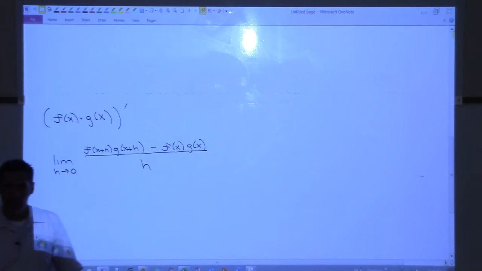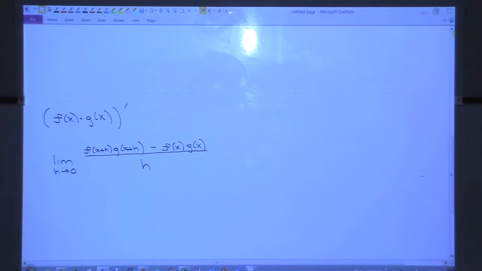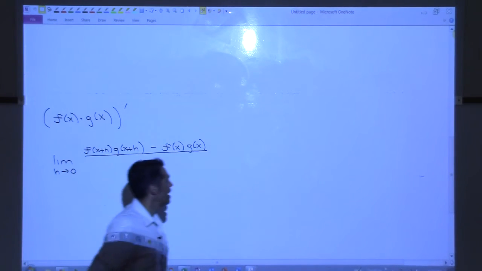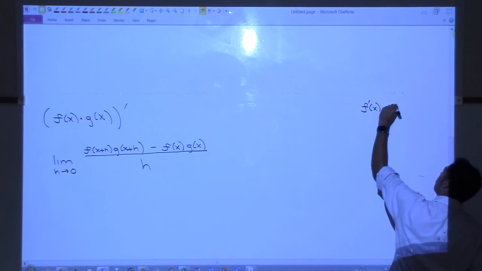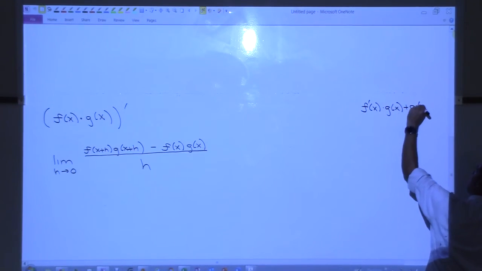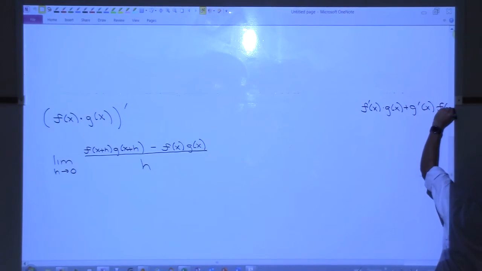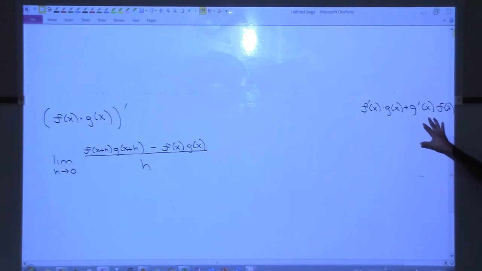All right. That is what we have to figure out, right? What is this limit? And somehow at the end, I need to show you that it's the derivative of the f function times the g function plus derivative of the g function times the f function, right? That's what I need to show it's equal to? Would you be satisfied if I showed you it was this?